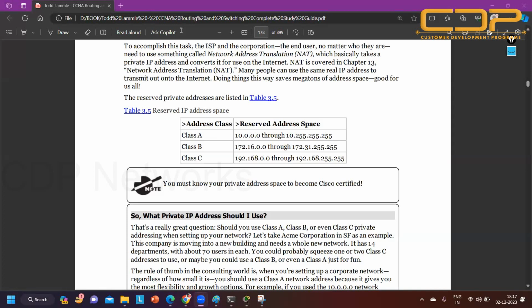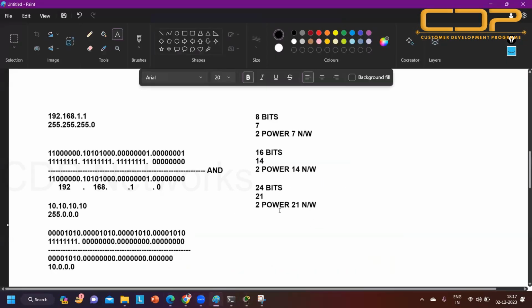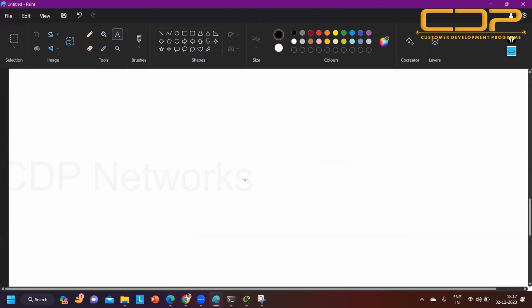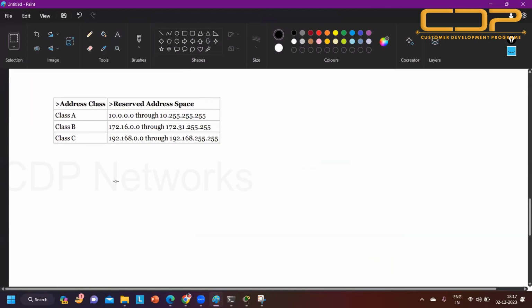So from each class, we have a range for private IP addresses or for public IP addresses. So this is the range of private IP addresses. Let me put it here. See the range. For class A, the range is 10.0.0.0 to 10.255.255.255. Right.